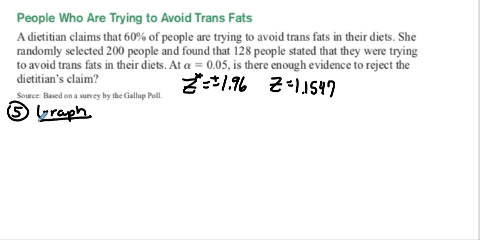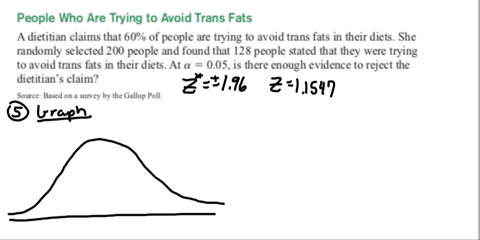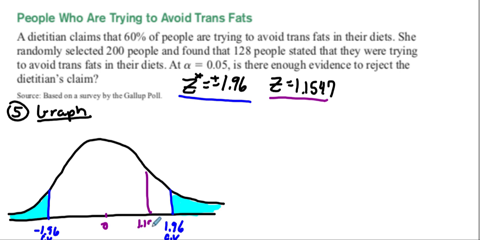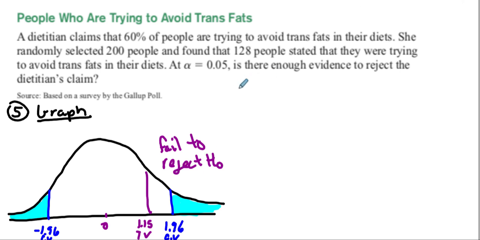Step 5, we're going to graph. So we're going to draw our normal curve. And then we're going to first plot our z critical values and shade each tail. Next, we're going to plot our z test value. Now remember, the top of the curve and the maximum point of the curve is at 0. So our test value should be about 1.15 here. Since the test value falls in the unshaded region, we will fail to reject the null hypothesis. So make sure you label that on the table.